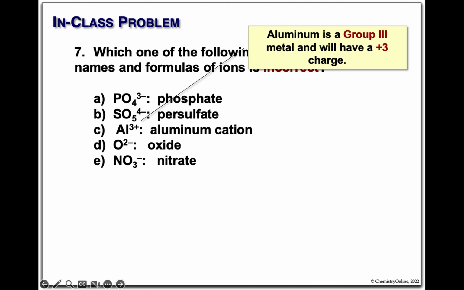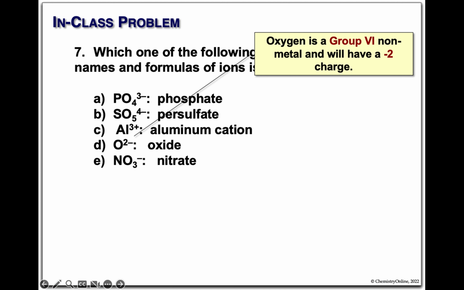Aluminum. Aluminum is here in group 3. Because it's in group 3, it will be a +3 ion. That looks about right. Oxide. Oxygen is in group 6. That means it will pick up 2 electrons. It will be a -2. O, 2 minus, oxide. That works.